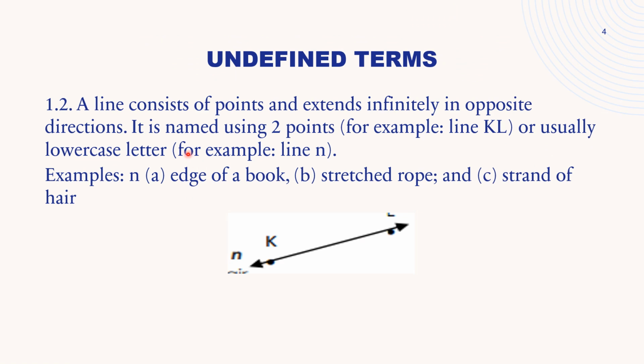Two, among the undefined terms, we have a line, which consists of points and extends infinitely in opposite directions. It is named using two points, for example, line KL, or usually a lowercase letter, for example, line n. Examples: the edge of a book, a stretched rope, or a strand of hair. These are examples of a line.